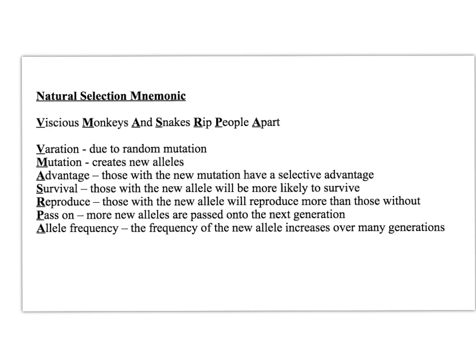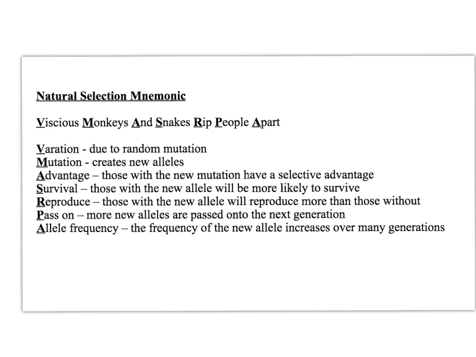Biologically, it doesn't make a huge amount of sense, but it works. So, vicious monkeys and snakes rip people apart. V, variation, that's due to random mutation. Mutation creates new alleles. So that might be the alleles that are now favourable, that help the organism survive in hostile environments or changing selection pressure.